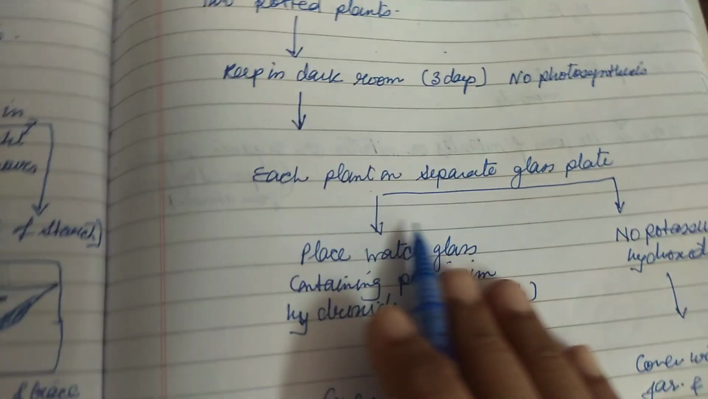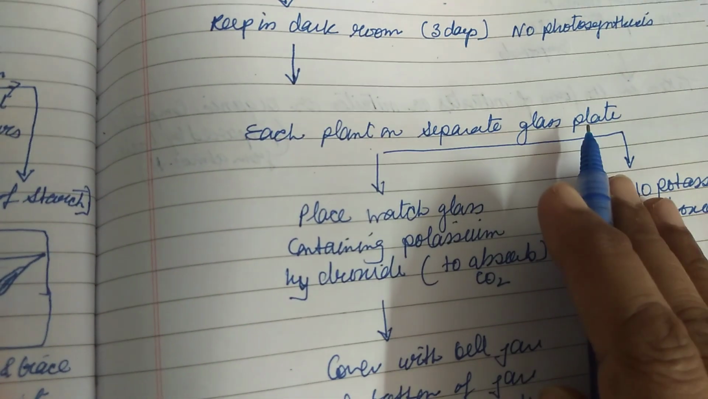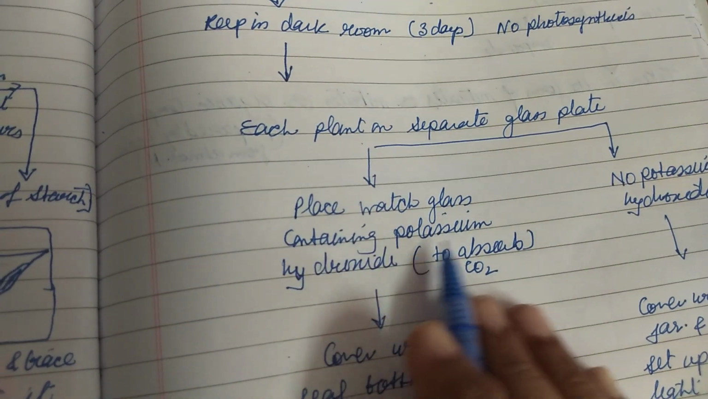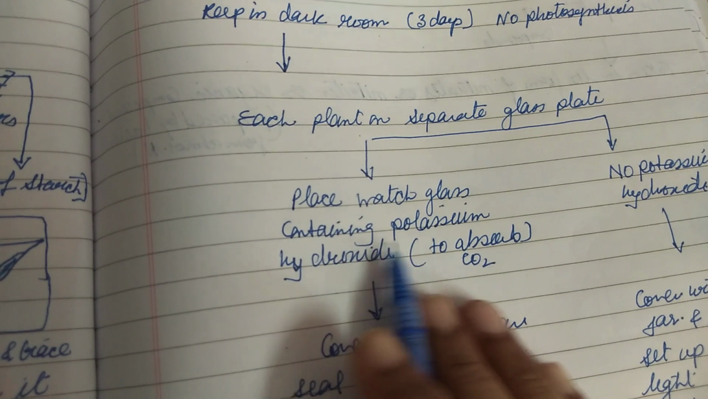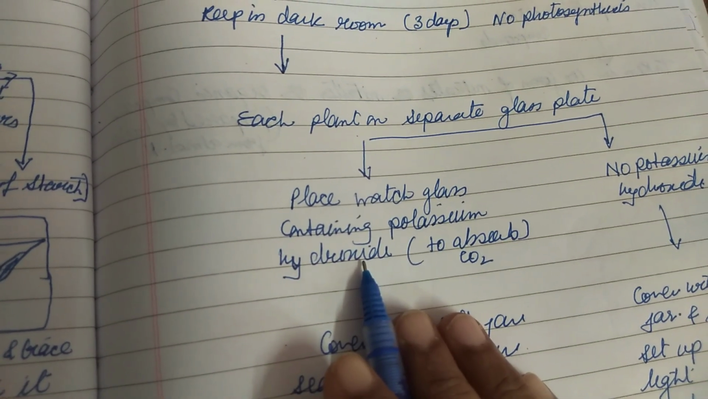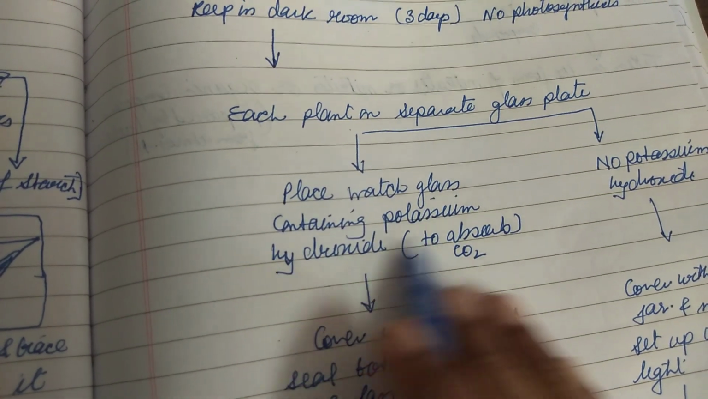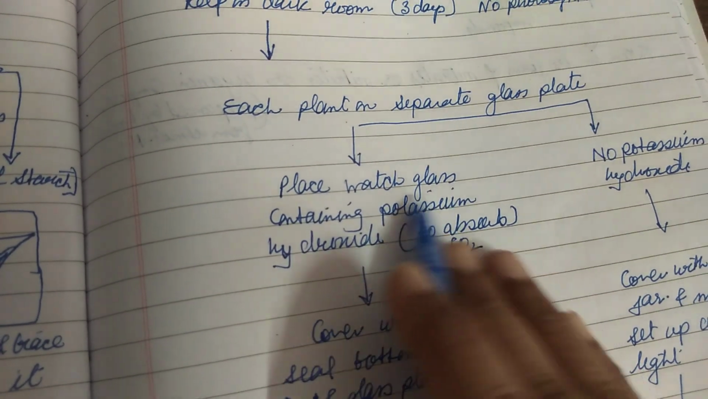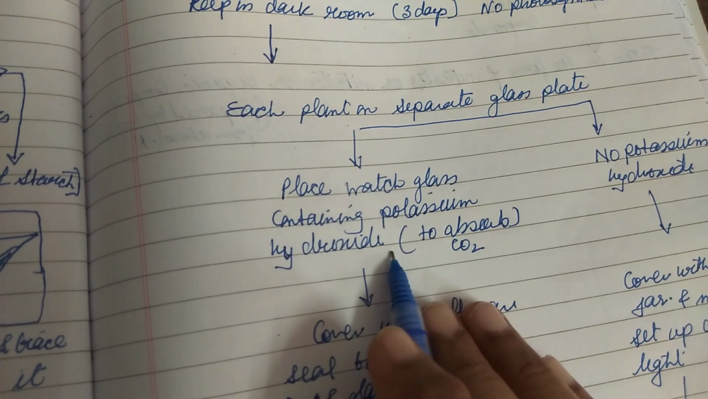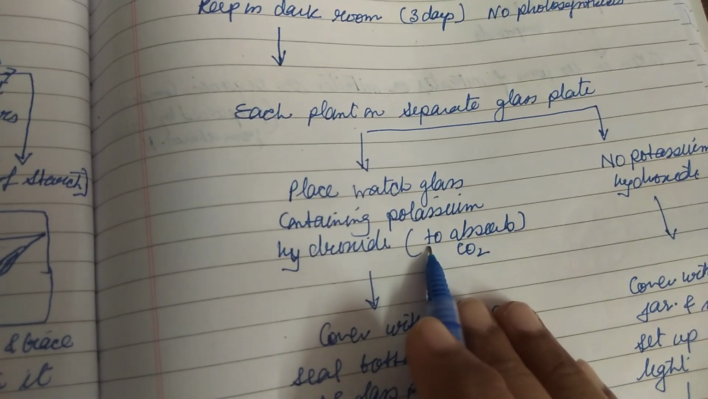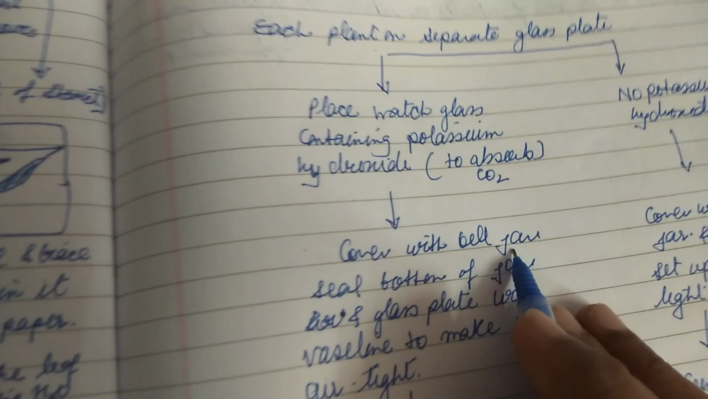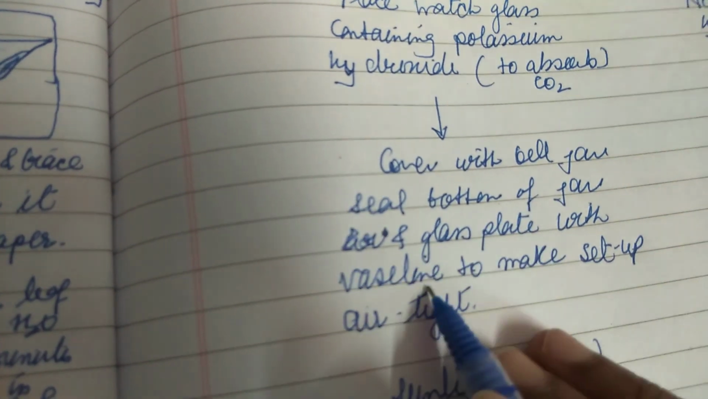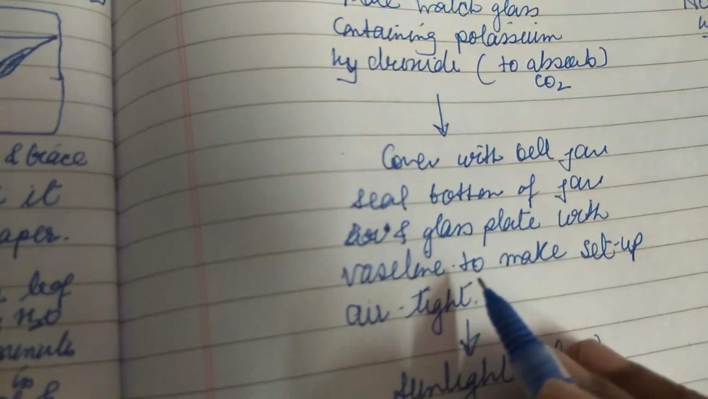Now we'll keep each plant on a separate plate. With one plant, we'll keep a watch glass containing potassium hydroxide. And what is the role of this potassium hydroxide? It is to absorb carbon dioxide. So we'll keep a watch glass containing potassium hydroxide with one plant, and we'll cover this with a bell jar and seal the bottom of the jar and glass plate with Vaseline. So we'll make this setup airtight.